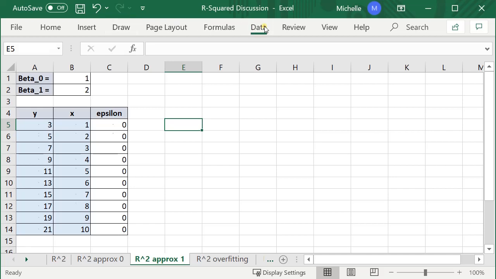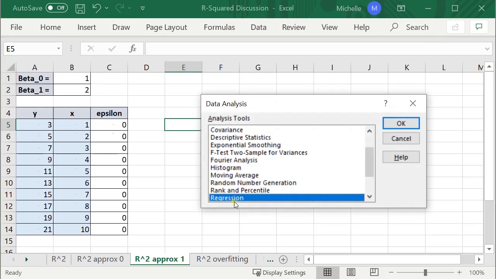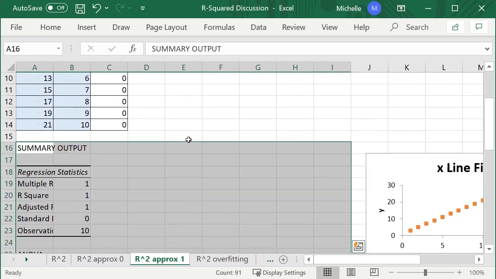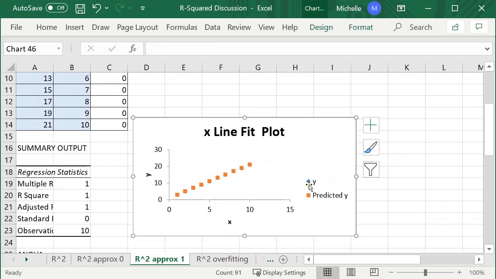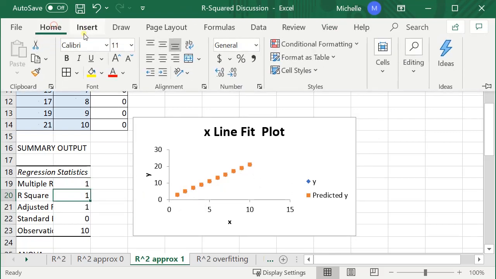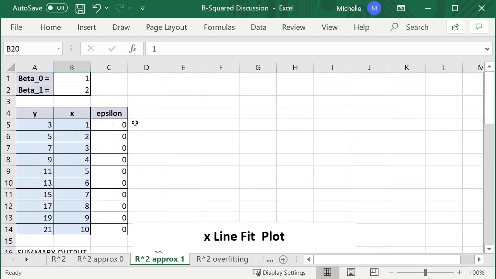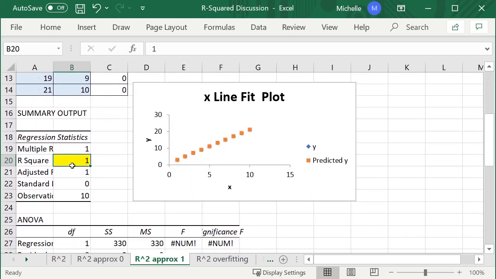Let's go to data analysis, regression, and all this stays the same. Press OK. All right, so we see the predicted value and the actual y value there. The observed y value and the predicted y value are lining up on each other. So this is a perfectly fitted model, and we see that R squared is exactly 1, actually. If epsilon is really small, so the model error is 0, then it's going to be exactly 1. If it's really, really small, really close to 0, then it'll be approximately 1.